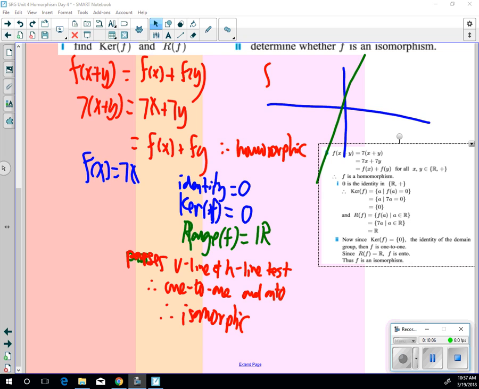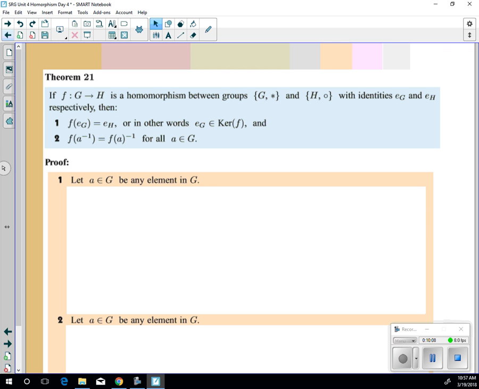Good. Last thing. Last part. So there's a couple of theorems that you're going to want to put in here. One is, would you go to theorem 21? And I think they were using that in that problem. F of E of G, this is the identity of G. When you put that into F, will be the identity of H. In other words, E of G is the kernel of F.